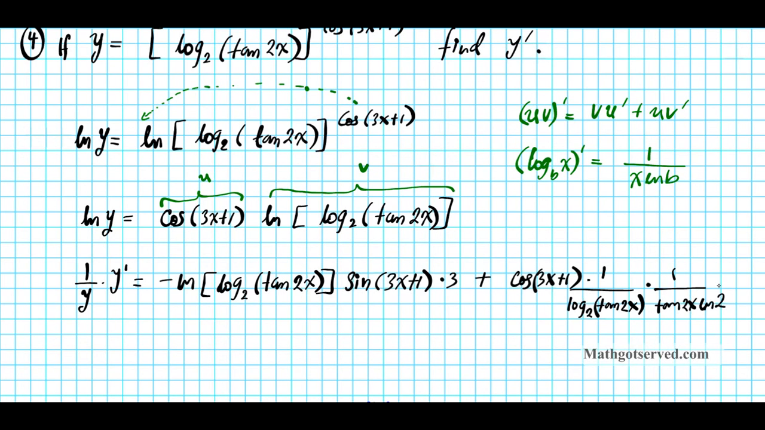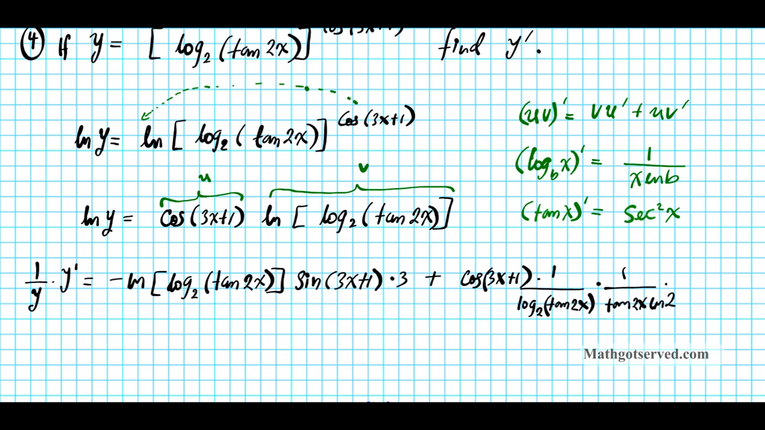And then lastly, we're going to look for the derivative of tan 2x. So what's the derivative of tan? Let's recall: the derivative of tan x is secant squared x. That's the derivative of tan. So if we differentiate tan 2x, we're going to have to use the chain rule again. So u is 2x here, and the derivative of tan u is secant squared u. So we're going to have secant squared 2x.